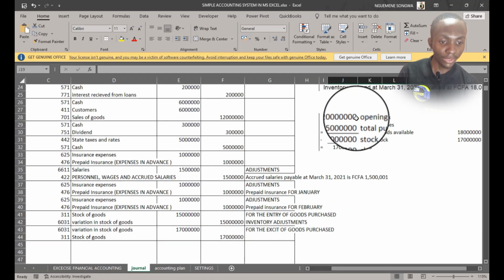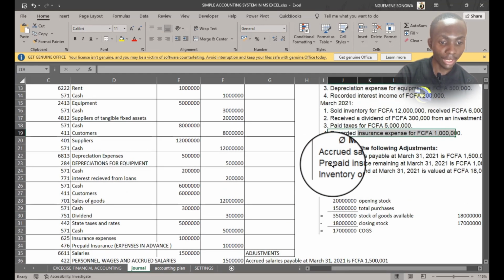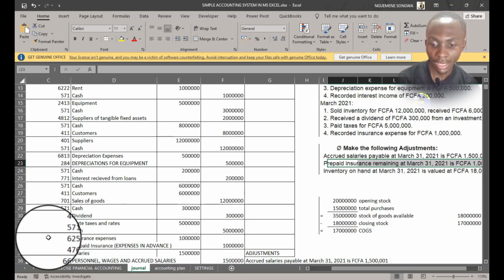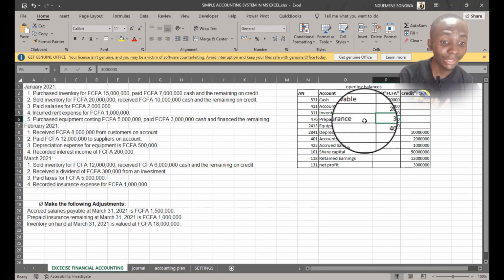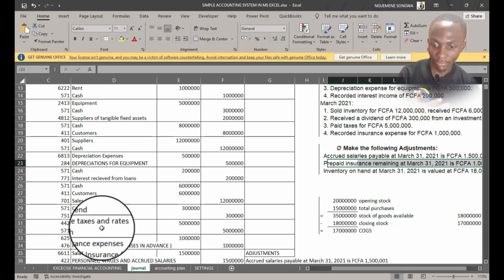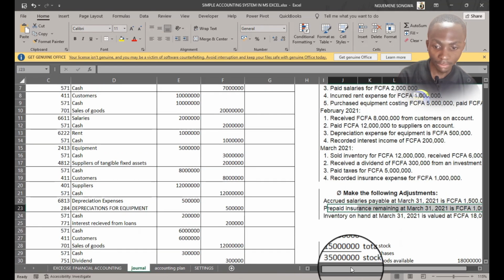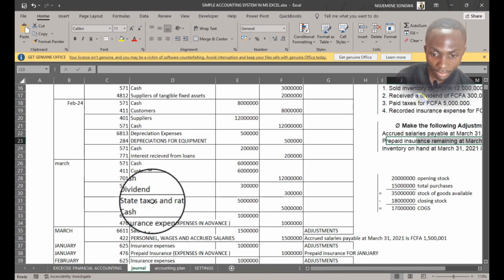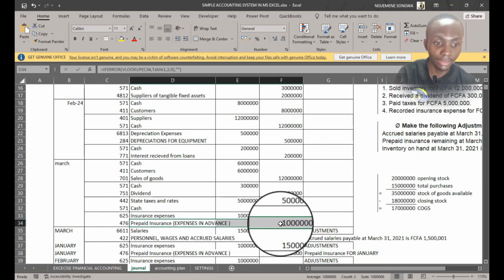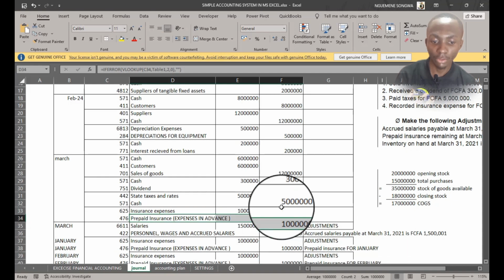So what we will do is make it in such a way that the prepaid insurance account has a balance of 1 million. It had an opening balance of 3 million. If it has an ending balance of 1 million, it means that 2 million has been consumed, and we have already recorded part of it in the month of March, where we recorded 1 million. It means that we need to adjust again. How much? We need to adjust again 1 million only.